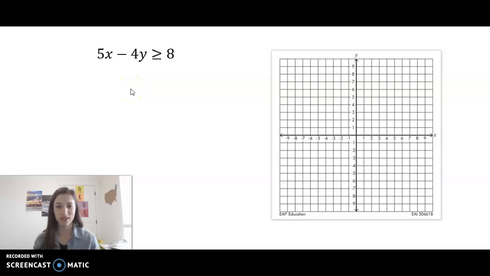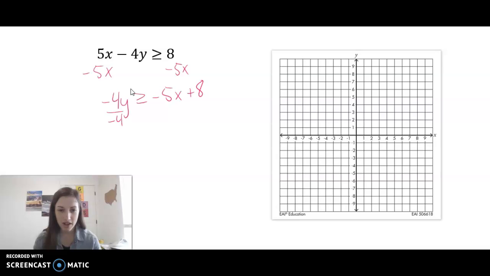All right, I wanted to run through an example of solving an inequality to get it into the form where we can actually graph this. So to do that, I want to get y by itself. So I'm going to subtract 5x from both sides. So I've got negative 4y is greater than or equal to negative 5x, then plus 8.